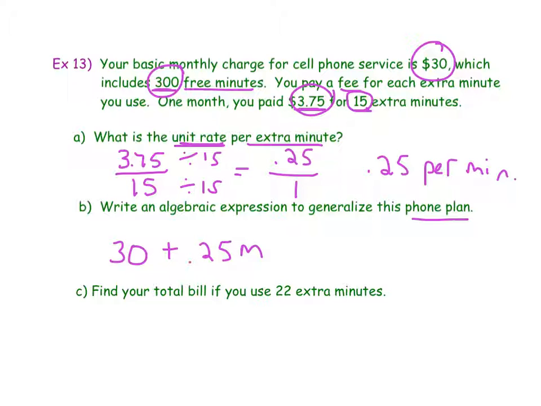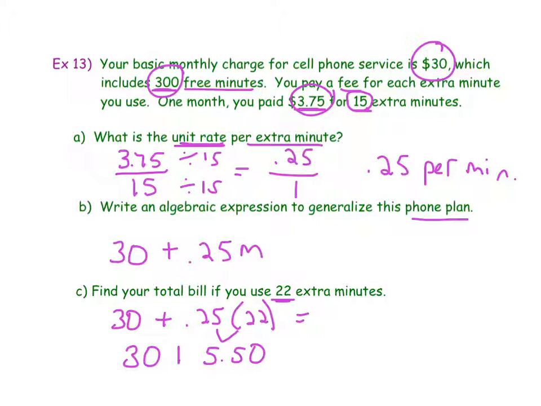Then it says find your total bill if you use 22 extra minutes. So we would take the 30 and add 0.25 times the extra minutes, which is 22. And then we would solve, and we have to do order of operations, so we would do that first. So if you multiply this out, you get $5.50 extra plus the $30 that you pay every month. So the answer would be $35.50. Okay, if you have questions about this, make sure you put a little question mark and ask me when you get to class. All right, let's keep going.